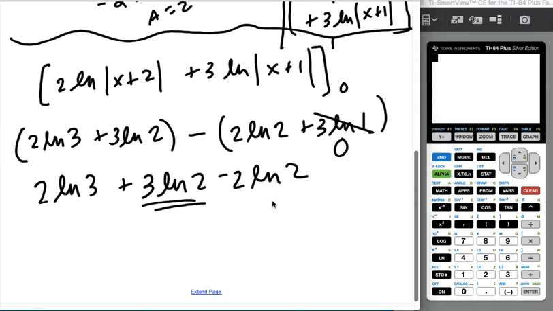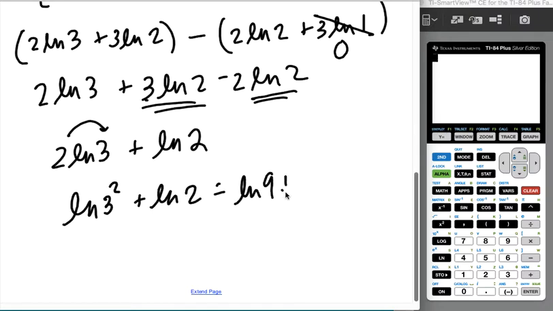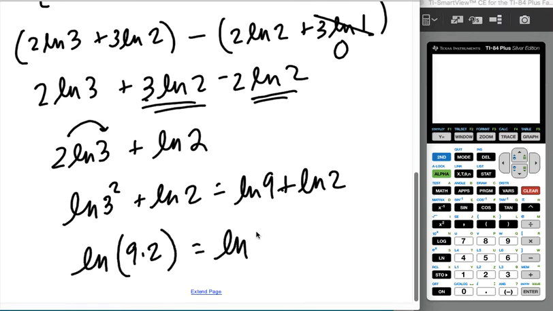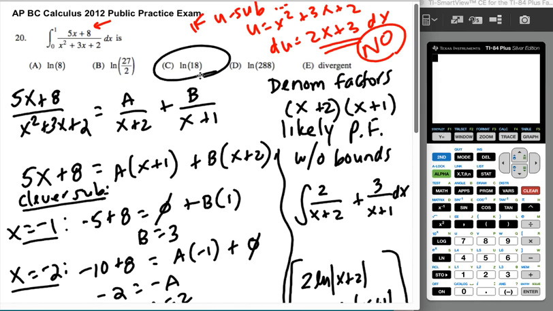Well, these are like terms, so I get 2 natural log of 3 plus 1 natural log of 2, because 3 of them minus 2 of them would be 1 of them. If I move this up, I get the natural log of 3 squared plus the natural log of 2. So that's the natural log of 9 plus the natural log of 2. And log properties state that I can combine these into a single logarithm with multiplication, so I get the natural log of 18, which is one of the answers that's up there, presumably. And it's C, and that's my answer.